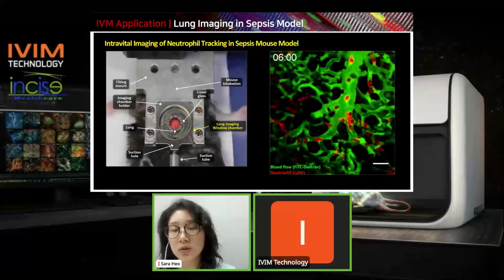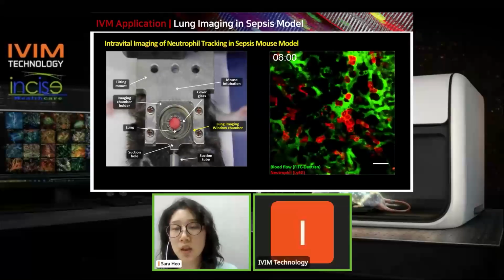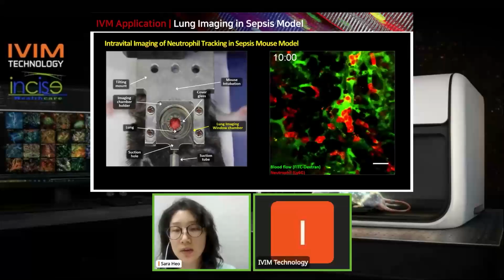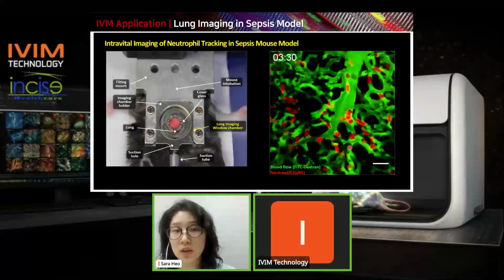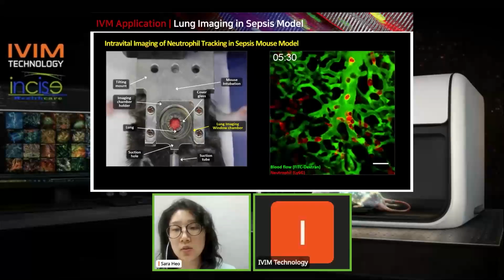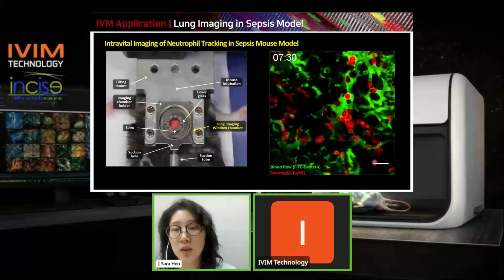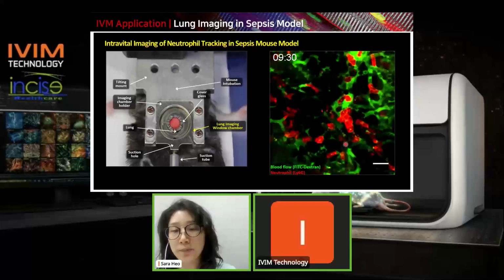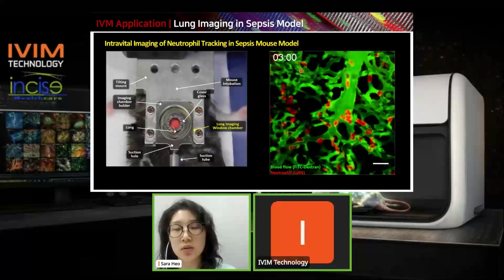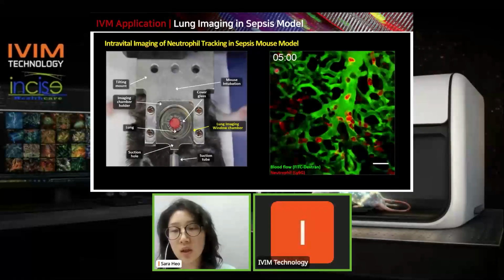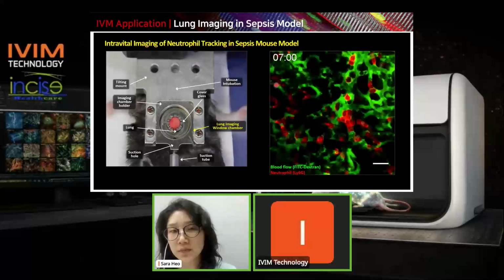This was induced by injecting LPS, and further, FITC dextran was injected to show the blood flow, shown in green. And anti-Ly6G was used to label neutrophils, which are shown in red. And this is longitudinal imaging, continuously taken for up to 10 minutes.